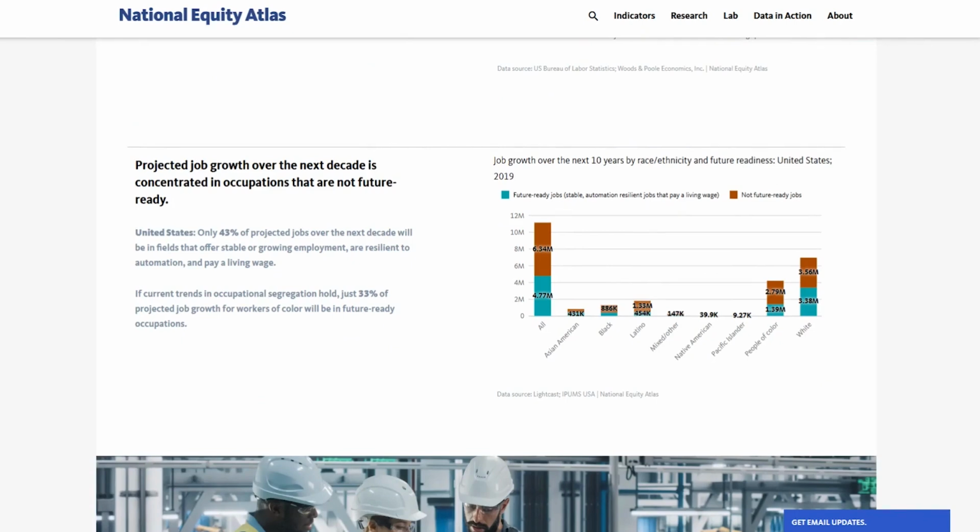Lastly, we look to the future. We project the growth of future-ready jobs in the next decade and who is most likely to hold these jobs. As current trends hold, less than half of projected jobs will be future-ready, and workers of color will be less likely than white workers to be in these future-ready jobs.